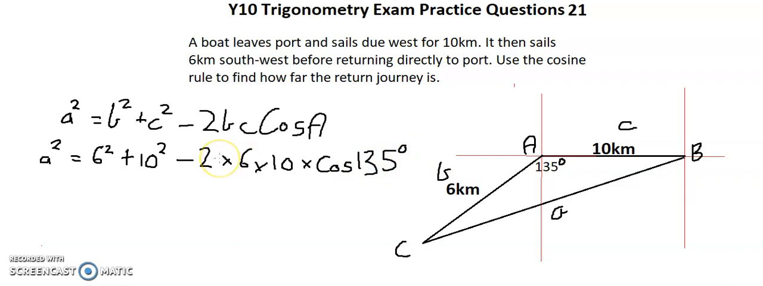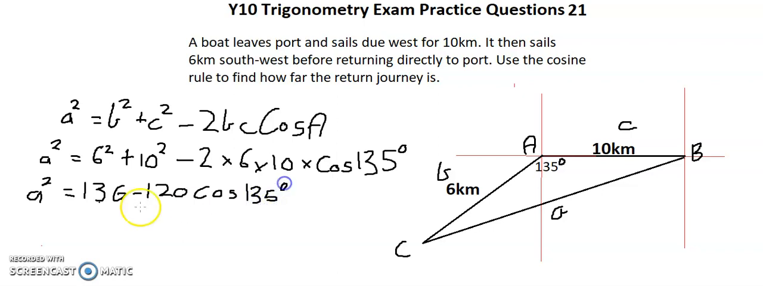So now the next step is we want to simplify this. So a squared, we still don't know. But we know 6 squared is 36 and 10 squared is 100. That gives me 136 there. Minus 2 times 6 is 12. 12 times 10 is 120. So we've got 120 cosine 135 degrees.